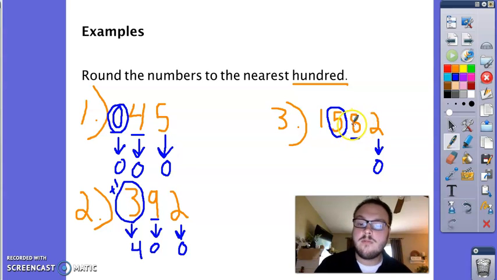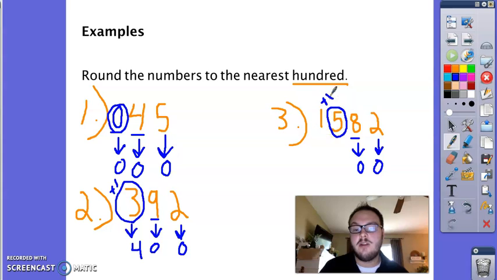Now we apply our rule. Looking at the 5, is 8 5 or more, or is it 4 or less? We know that 8 is bigger than 5, but it's still going to get zeroed out. But that means I have to add 1 more up here. So 5 plus 1 is 6. Don't forget your arrows, that helps keep everything straight. And anything to the left of the circled digit remains the same. So 1,582 rounds up to 1,600.